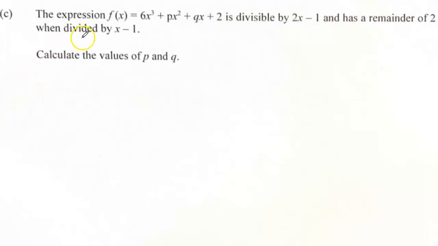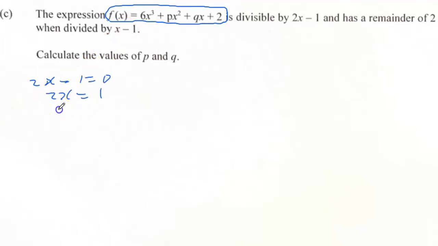So f of x is equal to this. And we are told that when divided by 2x minus 1, 2x minus 1 is a factor. Let's just equate it to 0 and solve. So 2x equal to 1, x equal to half, which means that f of half is a solution, therefore f of half should be equal to 0.